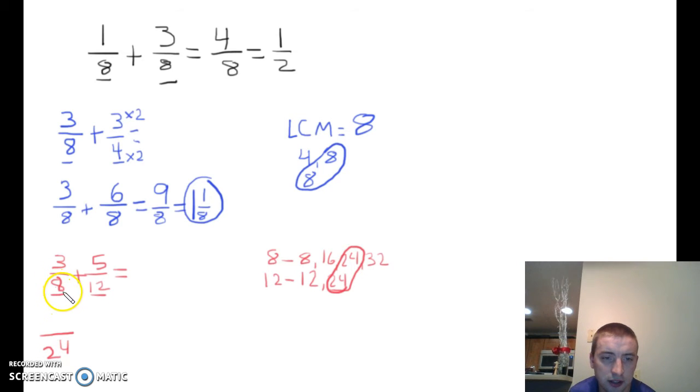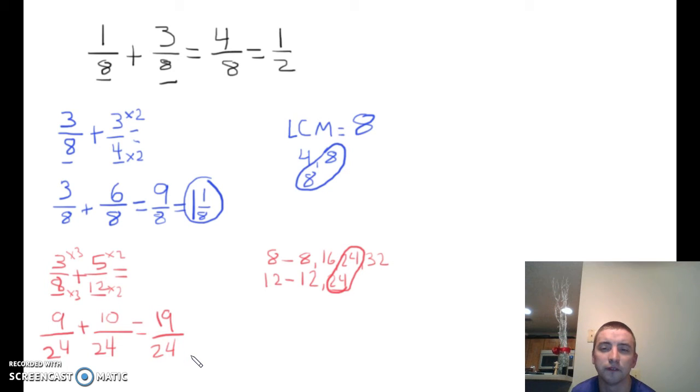So 8 times 3 is 24, so I'm going to go 3 times 3 to get 9, so I have 9/24 plus 12 times 2 to get to 24, so 5 times 2 is 10, and I get 19/24. And 19 is a prime number, so I can't simplify 19/24, so that would be my answer.